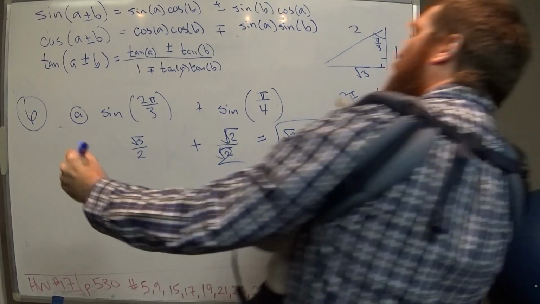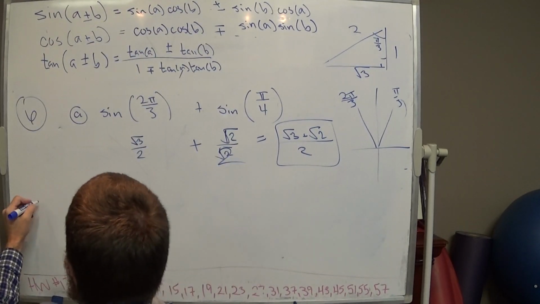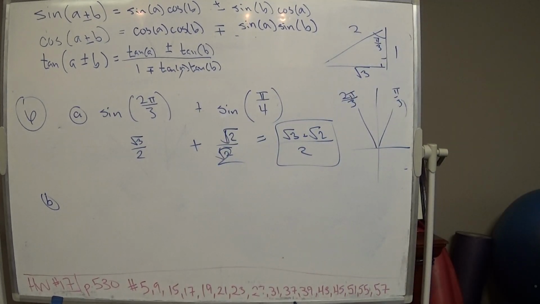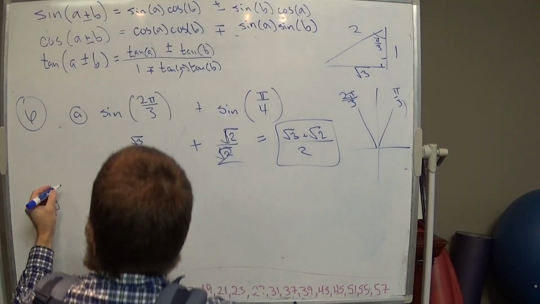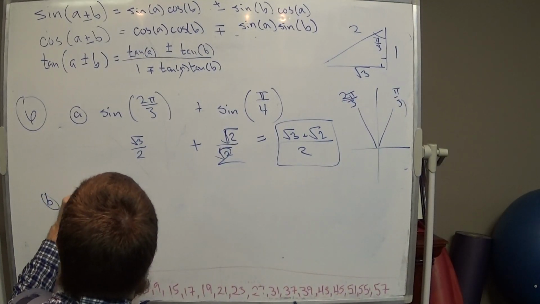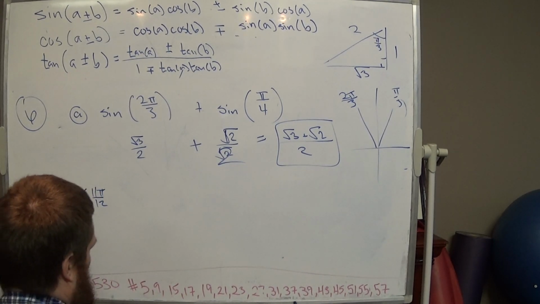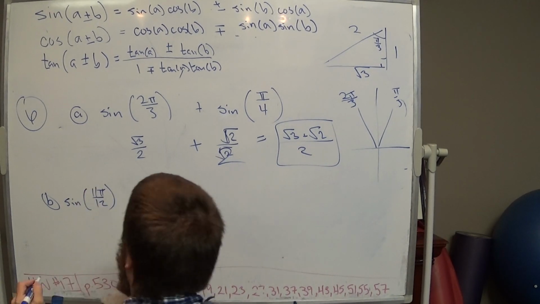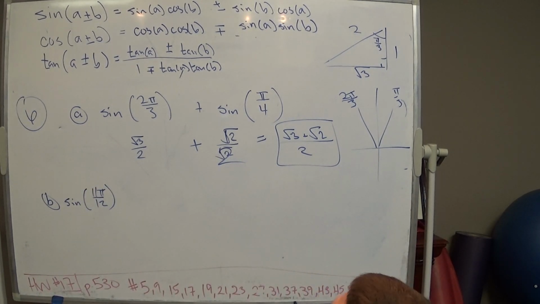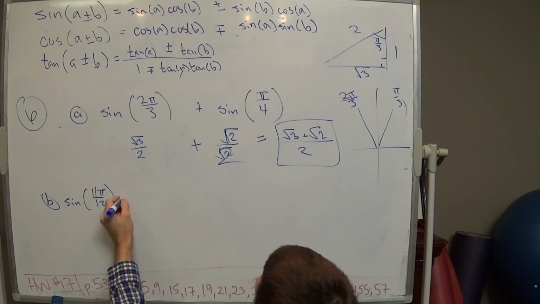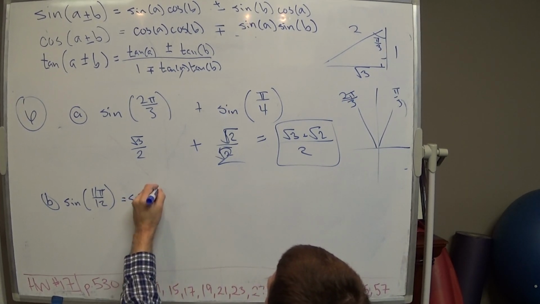Now it tells us to compute this. Does it give it to you like that? No, it doesn't. It says compute sine of 11 pi over 12. It even gives you the hint, which I'm totally not going to give you. It says 11 pi over 12 is 2 pi over 3 plus pi over 4. In other words, it's telling you to do this.